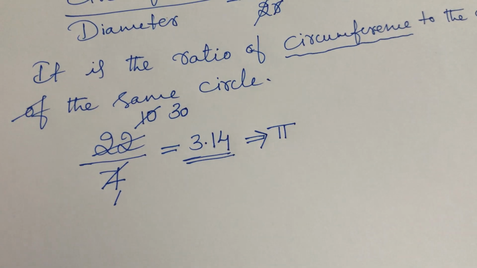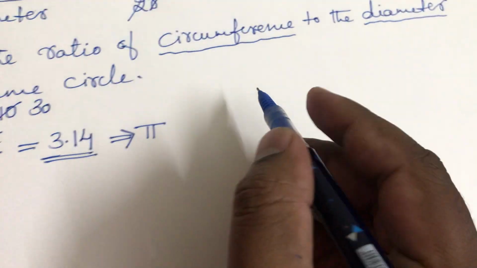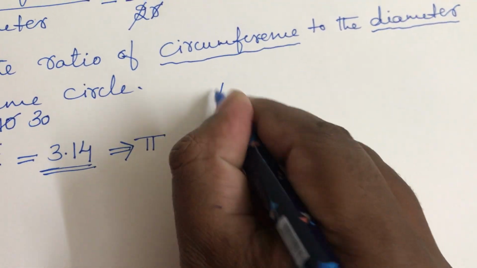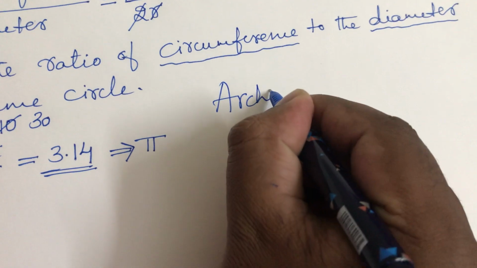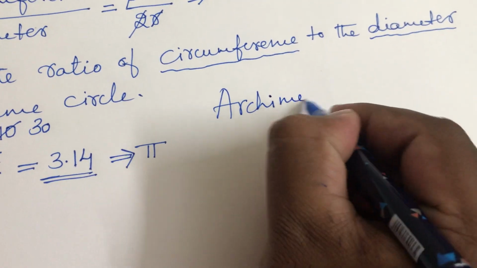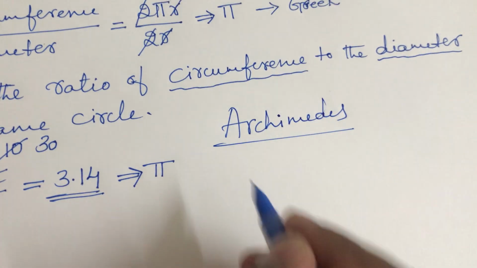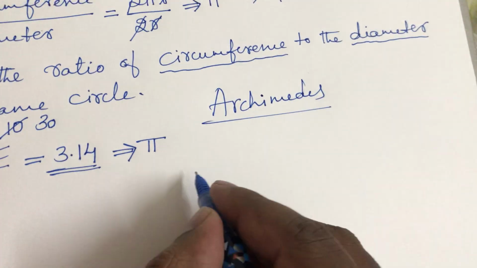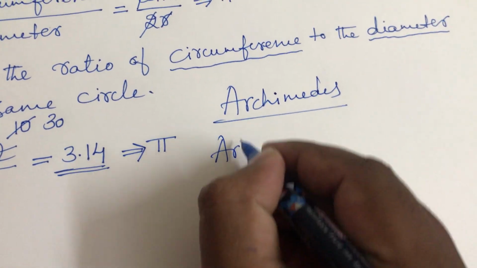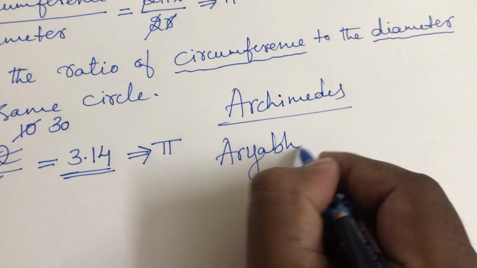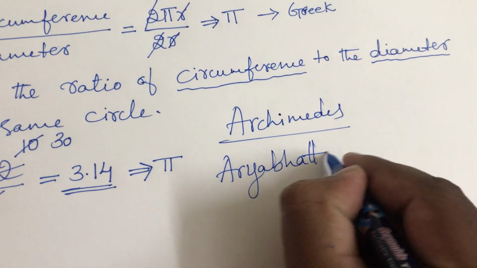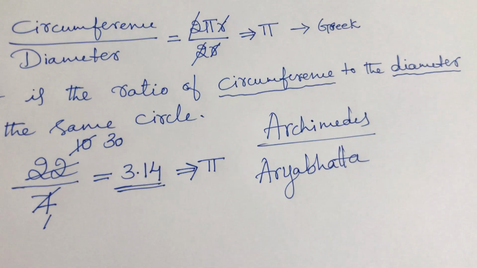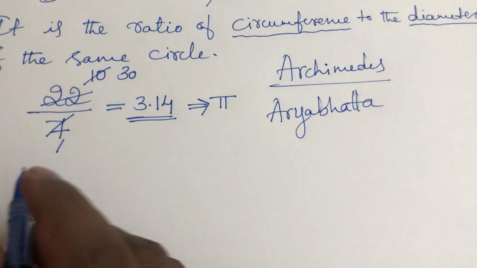In general, it is a Greek word, and in the earlier days it was calculated accurately by Archimedes, the mathematician who calculated the pi value exactly. And also from India, Aryabhatta, who gave his contribution to the calculation of pi. And one more thing we have to remember.